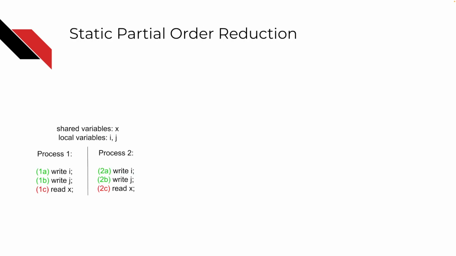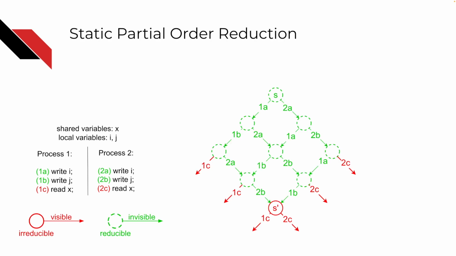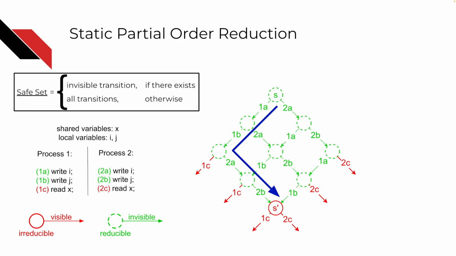Now first, I will explain the static algorithm over the given simple program. On the right, we can see a partially explored state space of the program. Here, green arrows show invisible transitions, which are related to the local computations, and red arrows show visible transitions, which correspond to accesses to a shared object. Static algorithm restricts the processes based on safe sets, which prioritize the exploration of invisible transitions over visible ones, and it only explores a single invisible transition from any state that contains such a transition.